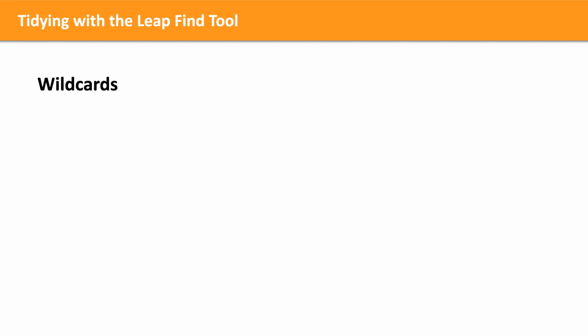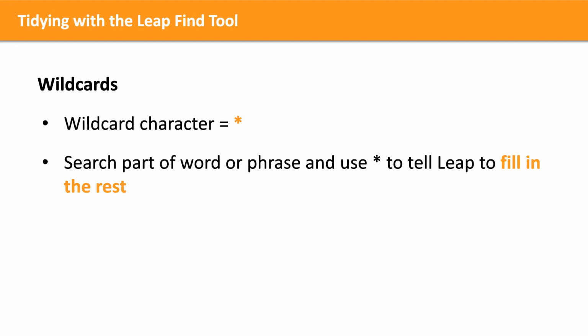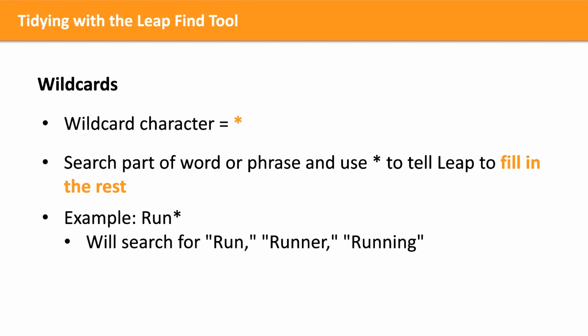Leap has a couple different wildcard characters. These do slightly different things. The most commonly used wildcard character is an asterisk. With this wildcard, you can search part of a word or a phrase, or in our case, a phone number, and then enter the wildcard, which tells Leap to fill in the rest. So this is kind of an example of what it does. If we search run with the wildcard, the Find tool is going to search for the term run, runner, running.